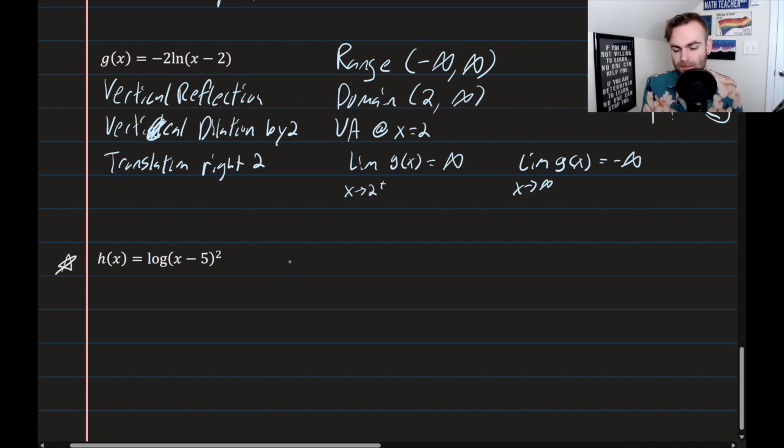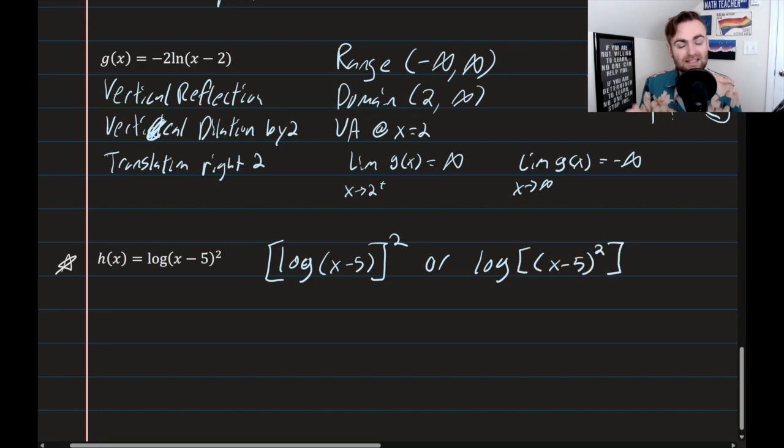So there are two ways to interpret this. This could be log of x minus 5, whole thing squared, or this could be log of x minus 5, and that is squared inside of the logarithm. And you really can't tell. For our intents and purposes, if we ever see this, it is going to be the second one. It would be clearly defined for this one.